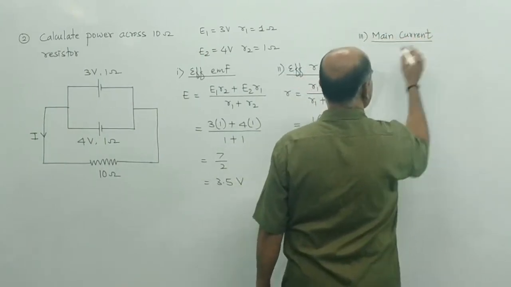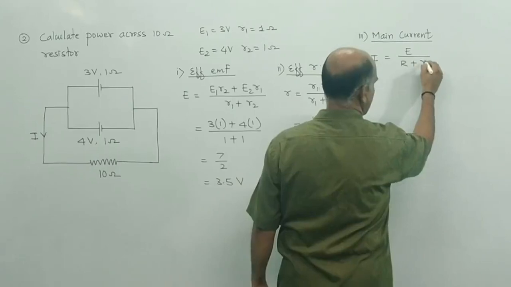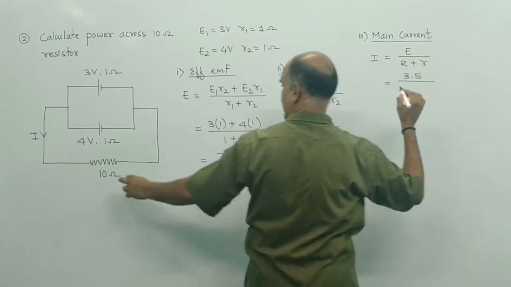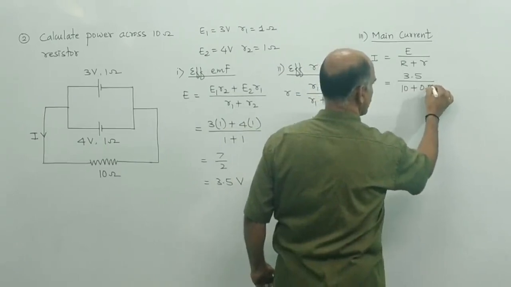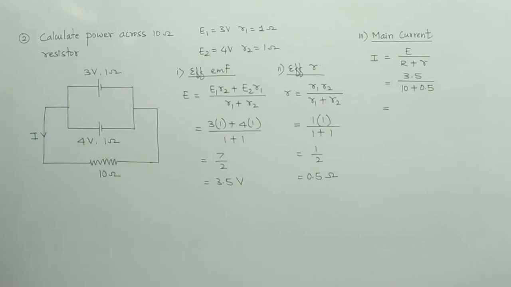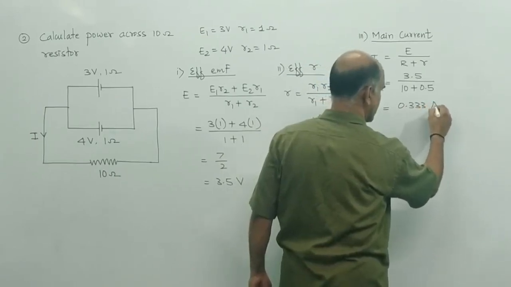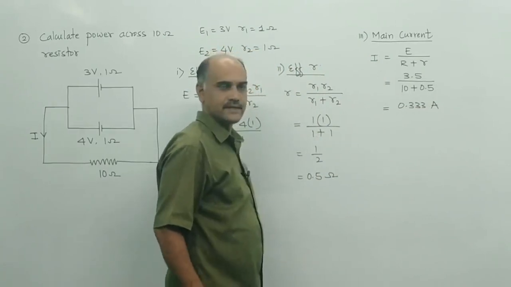Main current. The formula is I is equal to E divided by R plus r. Substitute E is 3.5, capital R is 10, small r is 0.5. Using a calculator, simplify 3.5 divided by 10.5, and you will get 0.333 ampere.